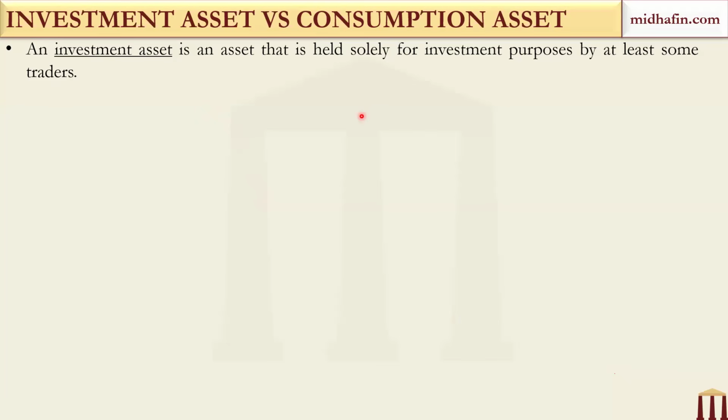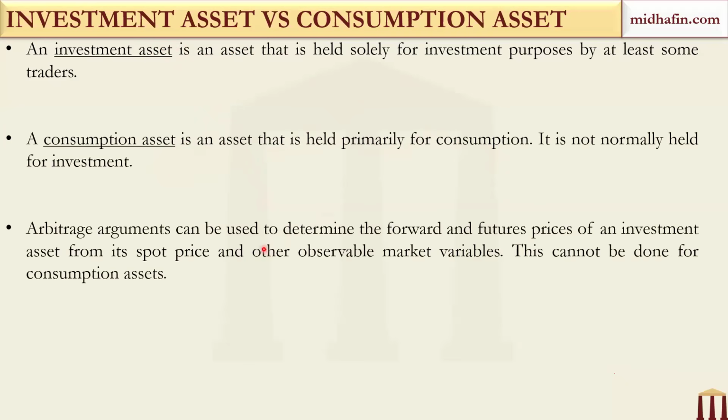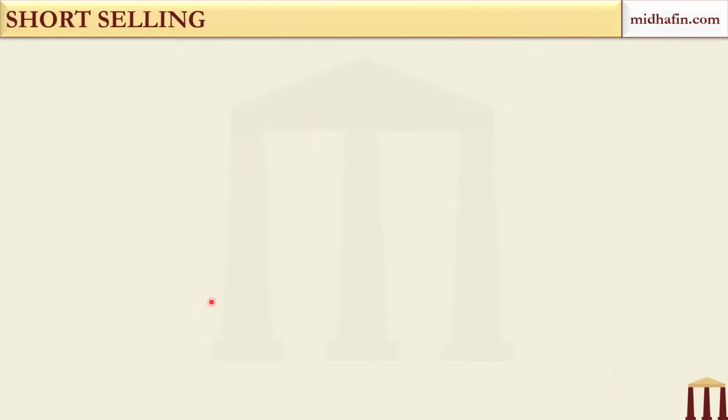That's it. Okay. So investment asset is an asset that is held solely for investment purposes, at least by some traders. Consumption asset, primarily for consumption. Arbitrage arguments can be used to determine the forward and futures prices of an investment asset from its spot price and other observable market variables, but it cannot be done for consumption assets.